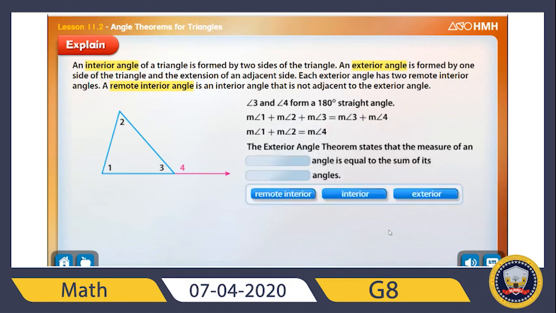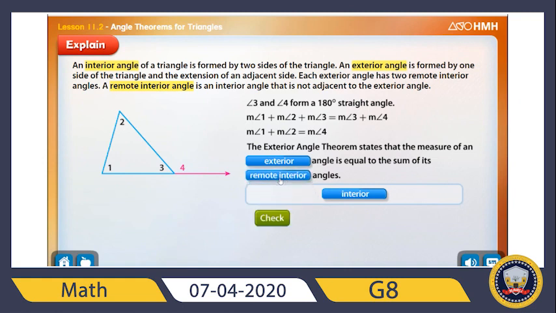Now let's complete this theorem. We say that the exterior angle, that is 4, is equal to the sum of its remote interior angles. We call them remote interior, meaning they are interior and they are remote. Remote means they are far from the angle 4. 3 is not remote interior, it's adjacent interior. So we said 4 is equal to the sum of 1 and 2. 1 and 2 are called remote interior angles.